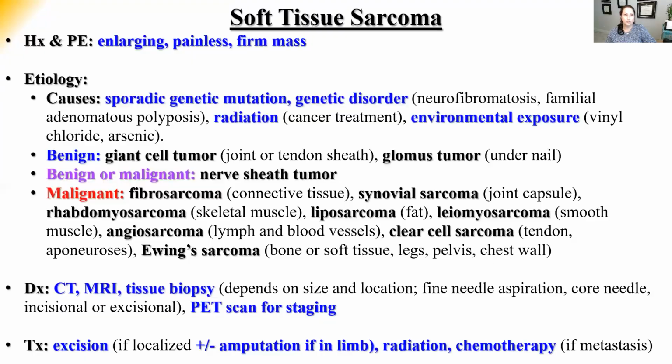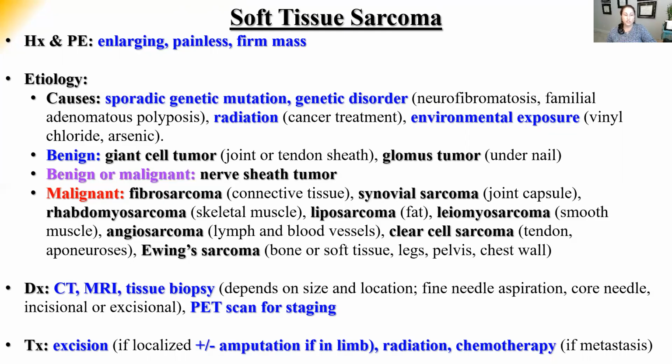Next, we have soft tissue sarcomas. In soft tissue sarcomas, the patient's going to present with this enlarging, painless, firm mass. Remember that cancer is not painful. The causes of this can range from sporadic genetic mutation, genetic disorders, the more common one being neurofibromatosis, familial adenomatous polyposis, prior radiation in the area, and then environmental exposures to things like vinyl chloride or arsenic.